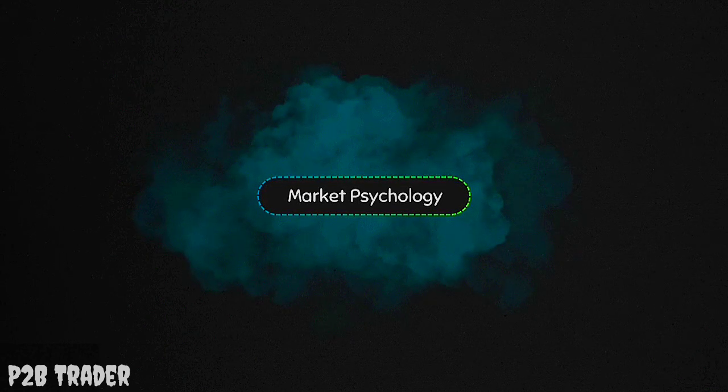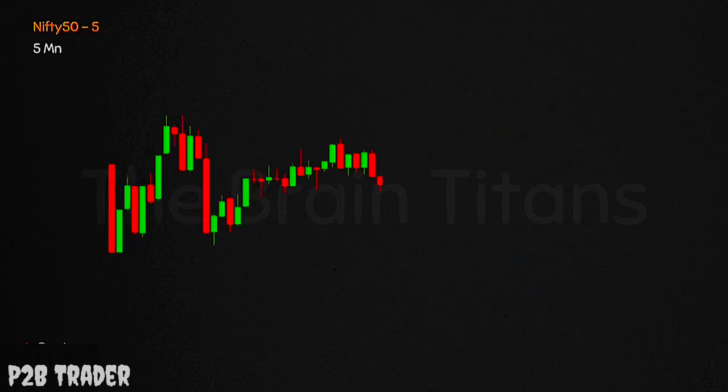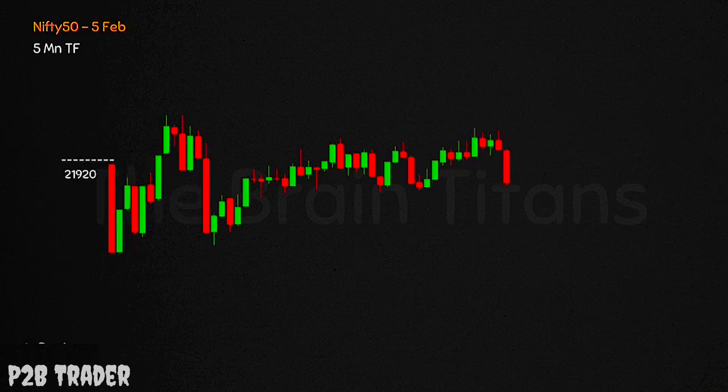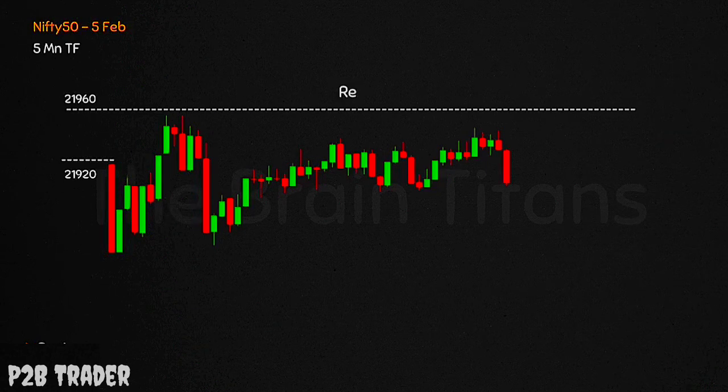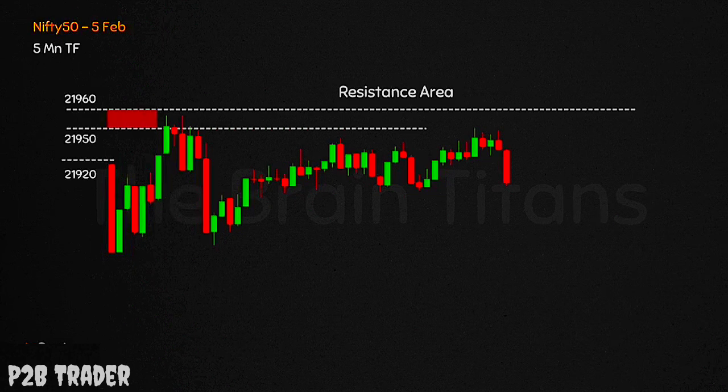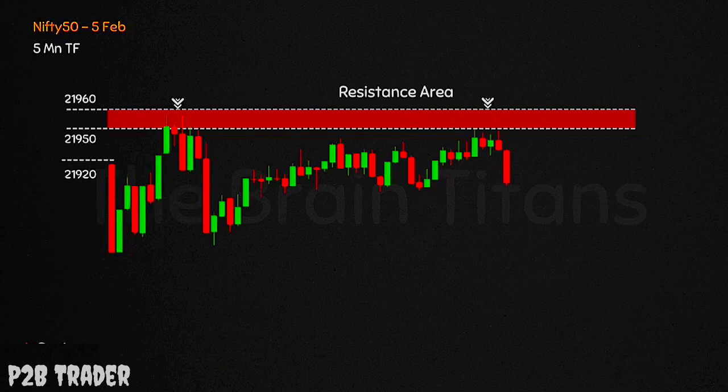This is the chart of Nifty 50 of 5 February of 5-minute time frame. Here the market opens at 21,900 level, and while forming the price action, 21,960 faces resistance from this level. If you look at the chart carefully, here the price is facing resistance again and again from 21,950 to 21,960. This implies that whenever the price reaches this zone, sellers initiate new selling and drive the price lower. If we draw a trend line connecting today's lows, whenever the price reaches this trend line, buyers come into the market and elevate the price.